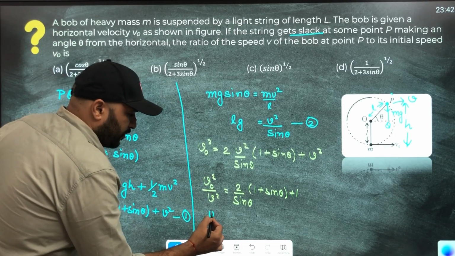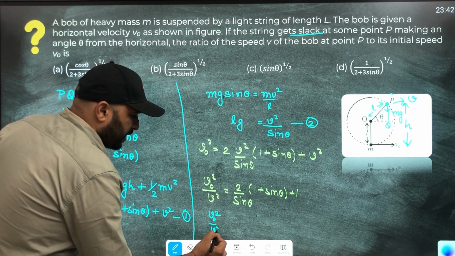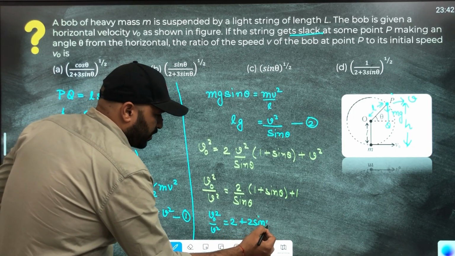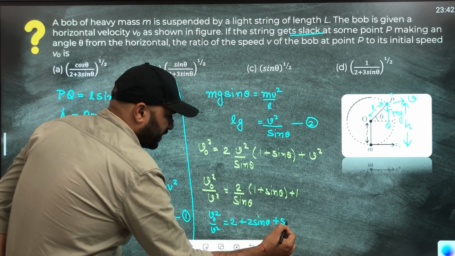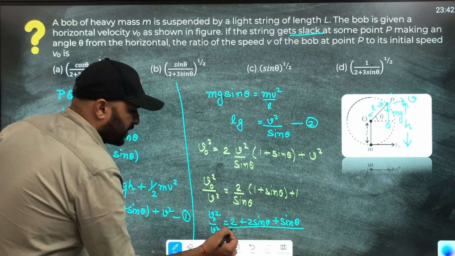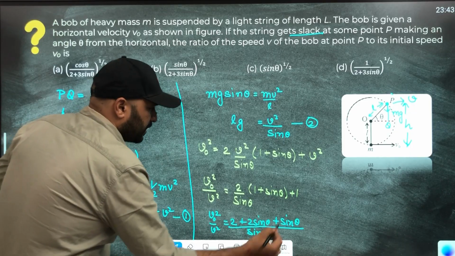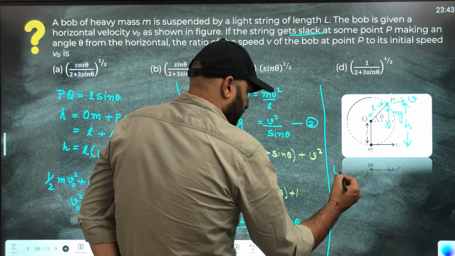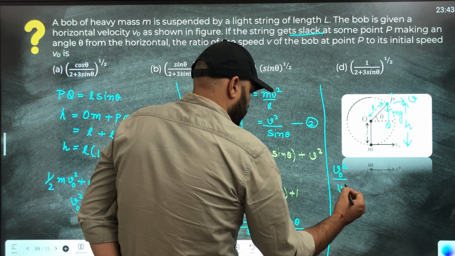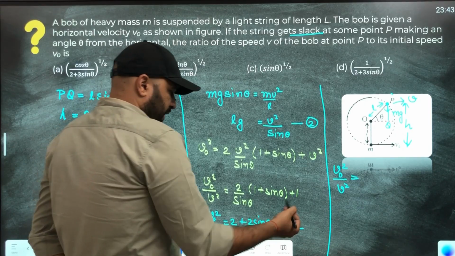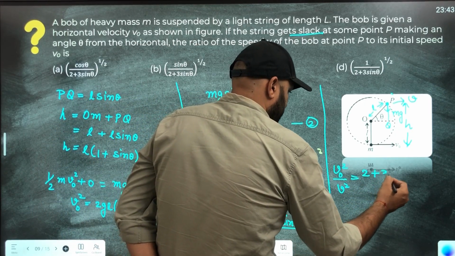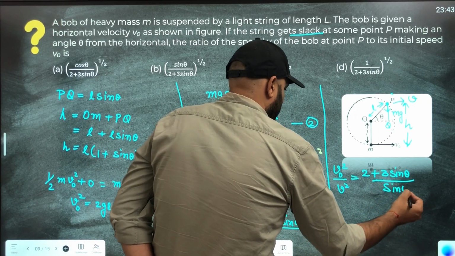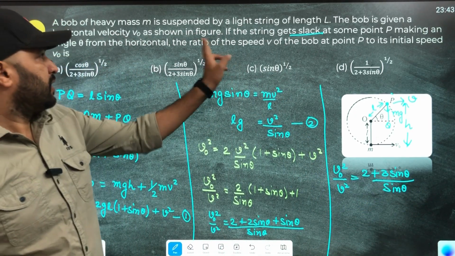Let's simplify it further and get our final result. V naught square by V square will be equal to 2 plus 2 sine theta, and cross multiplying, the sine theta plus 1, so plus sine theta, all divided by sine theta. Clear? So V naught square by V square will be equal to 2 sine theta plus sine theta, 3 sine theta, whole divided by sine theta. Clear? Okay.